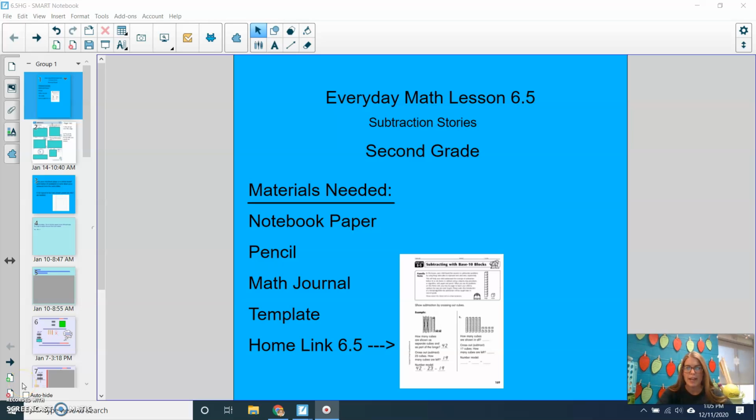Hi boys and girls, welcome to Everyday Math Lesson 6.5, Subtraction Stories. The materials that you'll need today: notebook paper, pencil, math journal, your template, and then HomeLink 6.5.